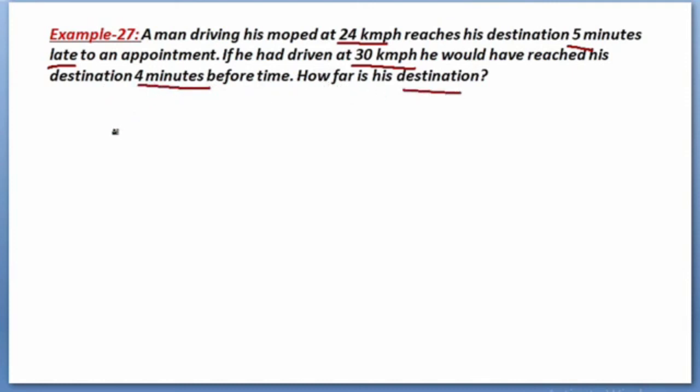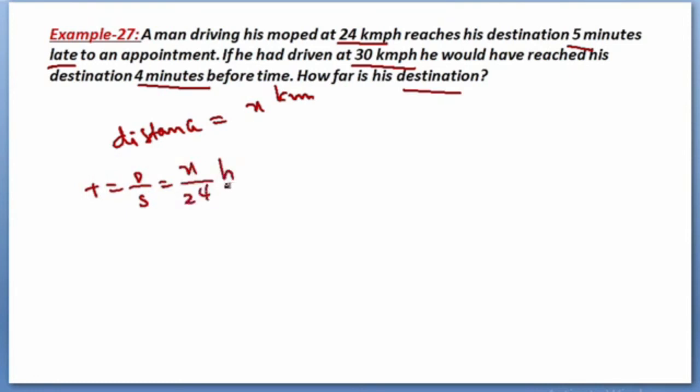First, take the destination, I mean the distance, as x kilometers. Next, the time taken to cover this distance x kilometers at 24 kilometers per hour. Time is equal to distance by speed, so x by 24 kilometers per hour. So the time is equal to x by 24 hours.